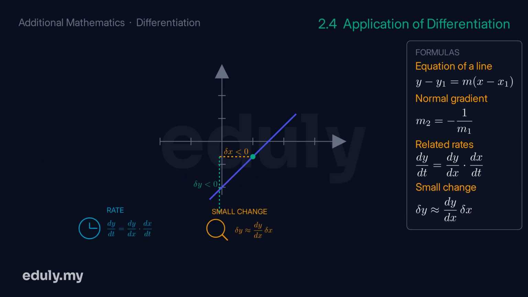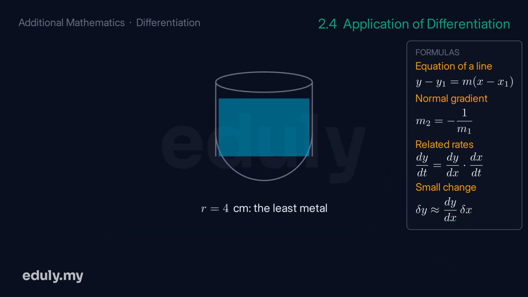Here's the chant: rate needs a ticking clock. Small change is just a nudge, no time at all. Question 3 answered. That's the extra metal the slip cost. Back to our tin. The best radius using the least metal, that's turning points at work. How fast it's filling, that's related rates. A tiny sizing slip, that's a small change. 3 questions, 1 idea, dy/dx used 3 ways.